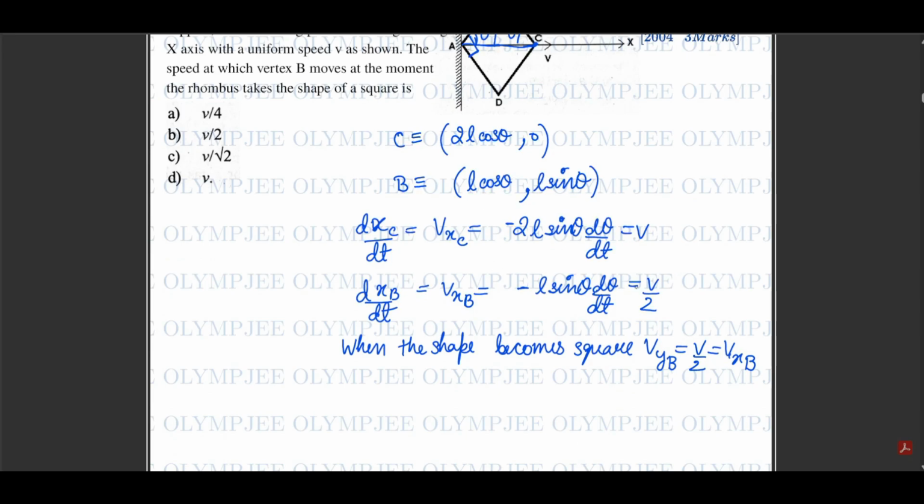So we need to find the magnitude because here the magnitude is given. So it will be V square by 4 plus V square by 4 plus 0, because i dot j is 0. So this will be V by root 2. Option C is correct.